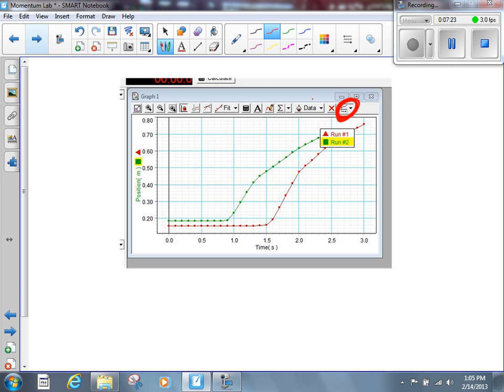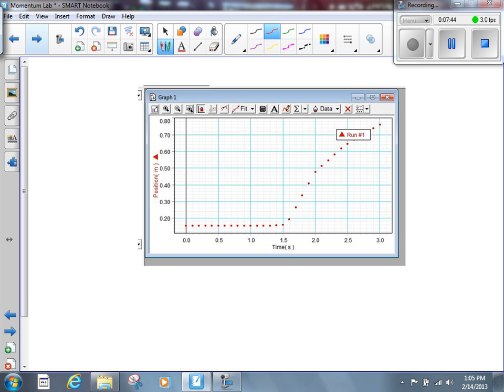Then you're going to click on this. It's going to give you an option to view all of your different trials or to view no data. You want to click on View No Data. Then you're going to get a blank piece of graph paper. Then you're going to click on your first trial. So you're going to click on trial number 1. That's going to give you a graph that looks something like this. One graph without dots connected.